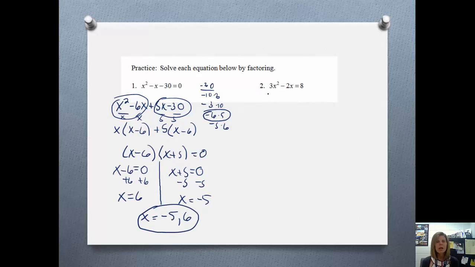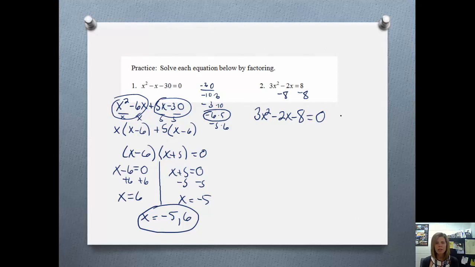All right, on number 2, this one is still a quadratic equation, so I know I'm going to be trying to solve it by factoring. This does not equal 0 though, so the first thing that I need to do is have it equal 0, so I'm going to get rid of the 8 by subtracting 8 from both sides, and then on the left side, I need to write it in standard form, so I'm going to have 3x squared minus 2x minus 8 equals 0. Okay, from here we're going to go ahead and factor just like we did number 1.